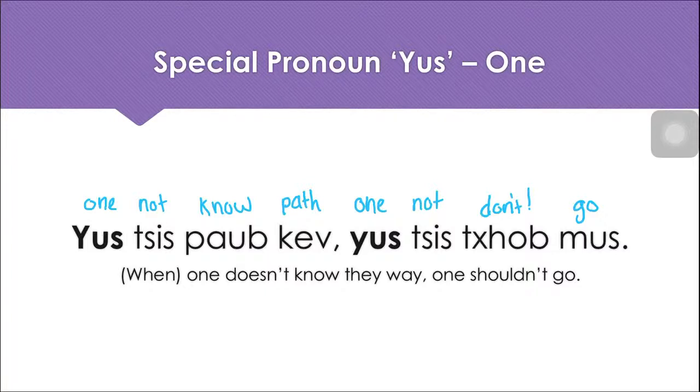Oftentimes, this personal pronoun will be used when, instead of giving a direct command or criticism, it can be a way of softening a phrase. So instead of, if you don't know the way, you shouldn't go, which can be something very accusatory in Hmong, they would replace it with yus, you, and it makes it less offensive. Okay, so it is similar to the word one in English. You can use it more or less the same way.